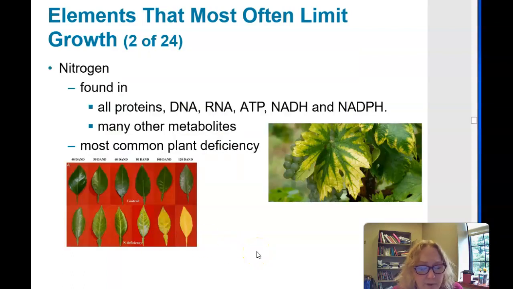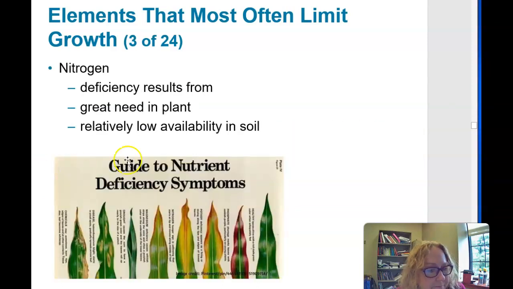Okay, so let's talk about nitrogen. Probably this is the most important nutrient in terms of plant growth and just generally. It's found in all proteins, DNA, RNA, ATP, NADH, NADPH, many other metabolites, and it's probably the most common plant deficiency. If somebody's like, there's something wrong, it's usually almost always nitrogen. You can go out, it looks yellow, it's happening to the lower leaves, probably going to be a nitrogen deficiency. There's some other ones that you'll see that also have this yellow color, but by and large, start with nitrogen because that's usually the culprit.